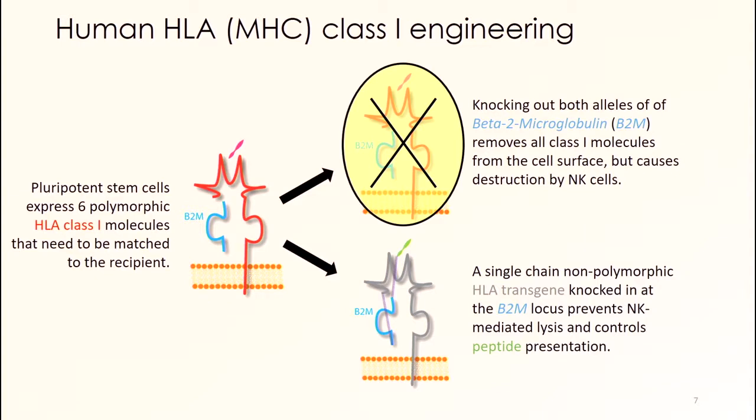So the way we approached it is to not just remove beta 2 from cells and get rid of all class 1 molecules, but rather to make a fusion protein where we take the beta 2 subunit and fuse it to a heavy chain to make what's called a single chain HLA molecule. In this case, rather than a polymorphic heavy chain like HLA-A, B, and C, we use a non-polymorphic heavy chain, the molecule called HLA-E. So everyone has the same version of this non-polymorphic molecule, and it won't be recognized as foreign.